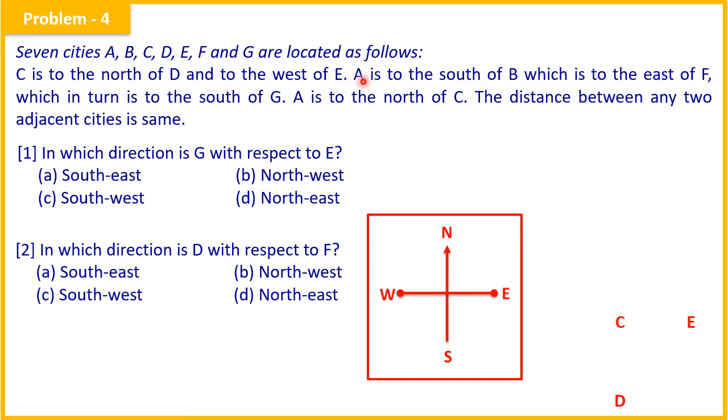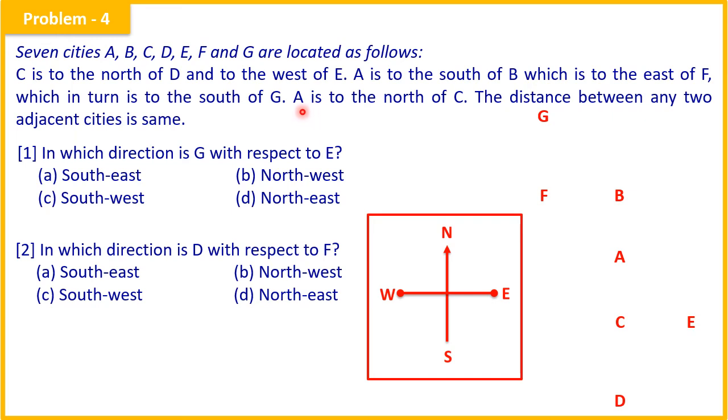Further it is said that A is to the south of B. तो हम A को कहीं पे भी locate कर लेंगे for example, and it is to the south of B, यानी B ऊपर आएगा, which is to the east of F. So B is to the east of F. So F को मैंने मार्क कर लिया, B is to its east, which in turn is to the south of G. So F is to the south of G.